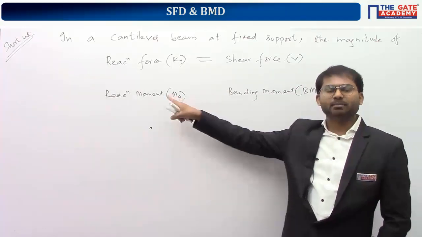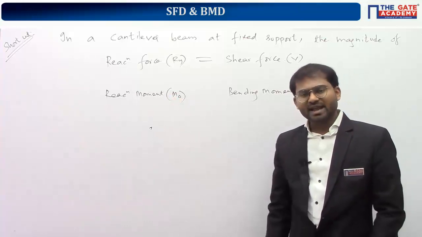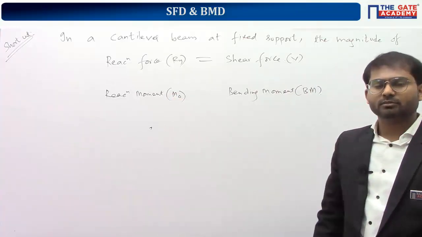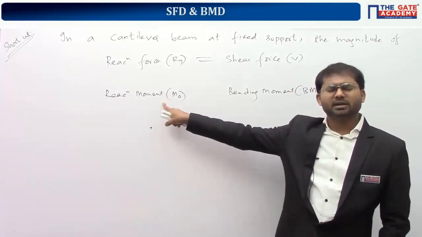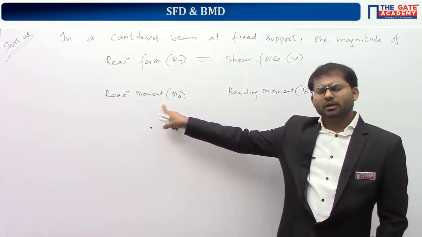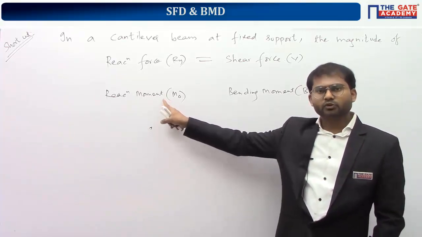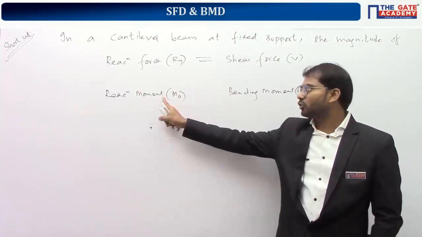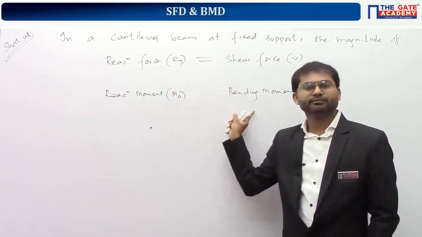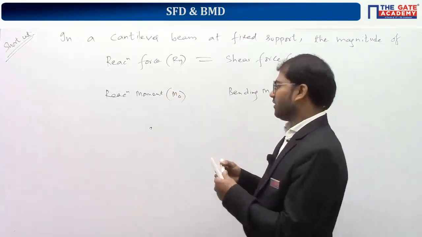See the second example. Are they same? Reaction moment M0 and bending moment. In the second example, reaction moment is, I think, QL by 2 into L, so QL square by 2. Bending moment is also QL square by 2. Same way, check the third example. You'll have QL square by 6. Third example also same. Check the fourth example also, you'll have same.